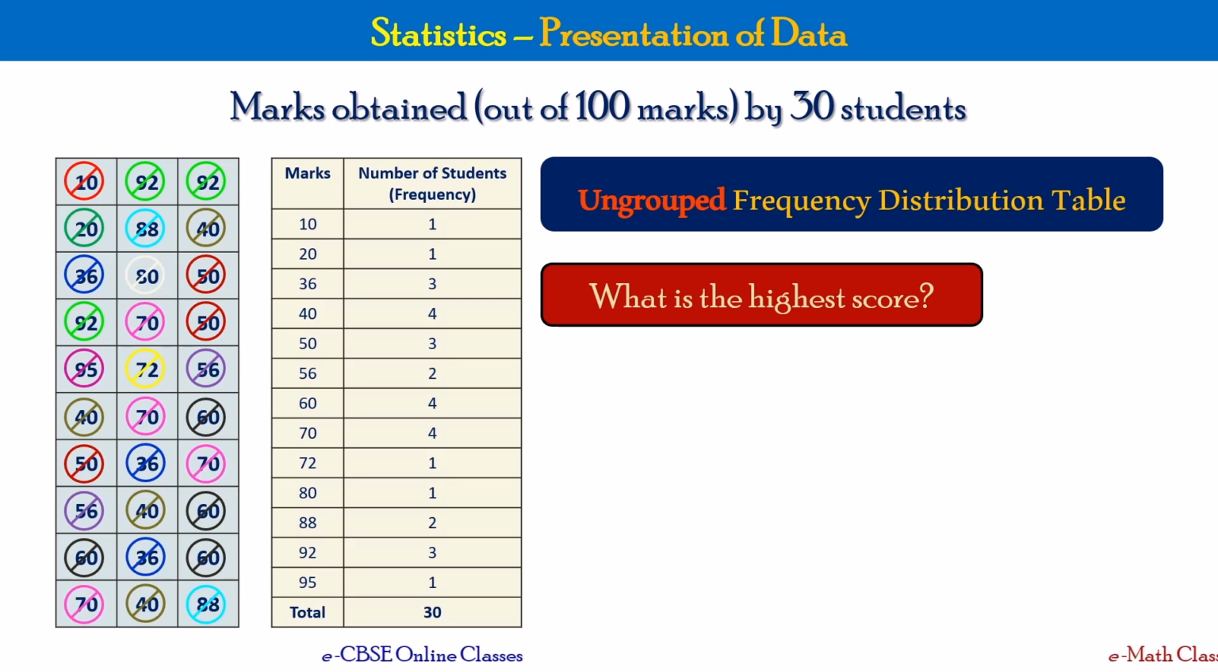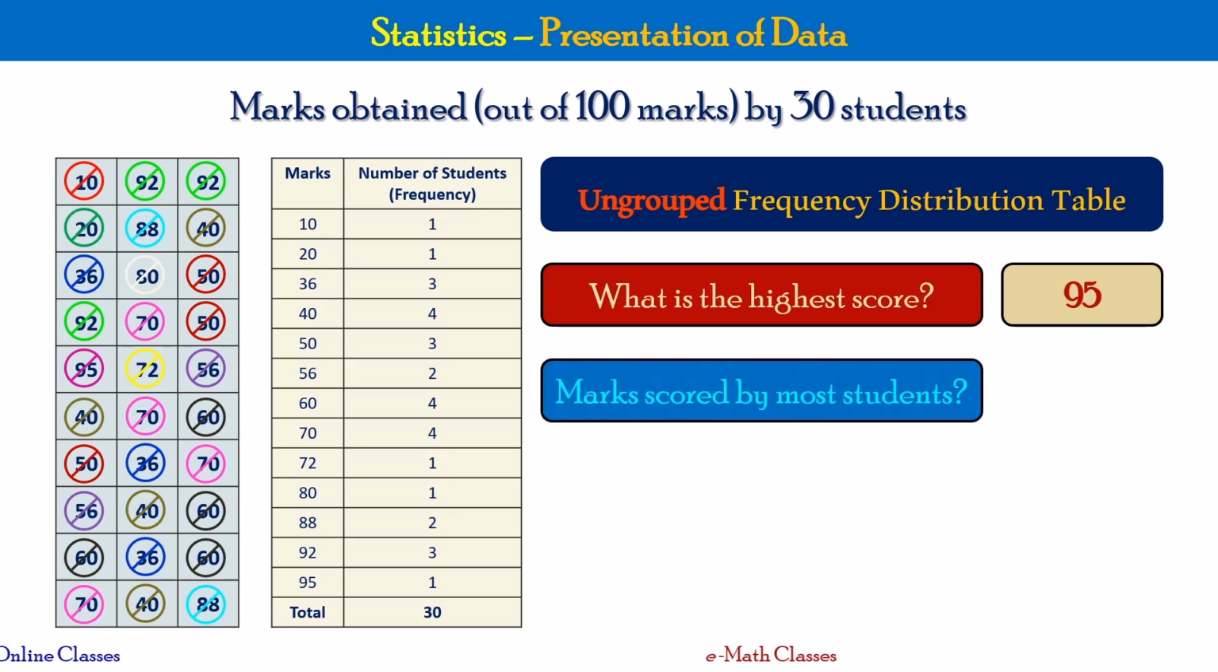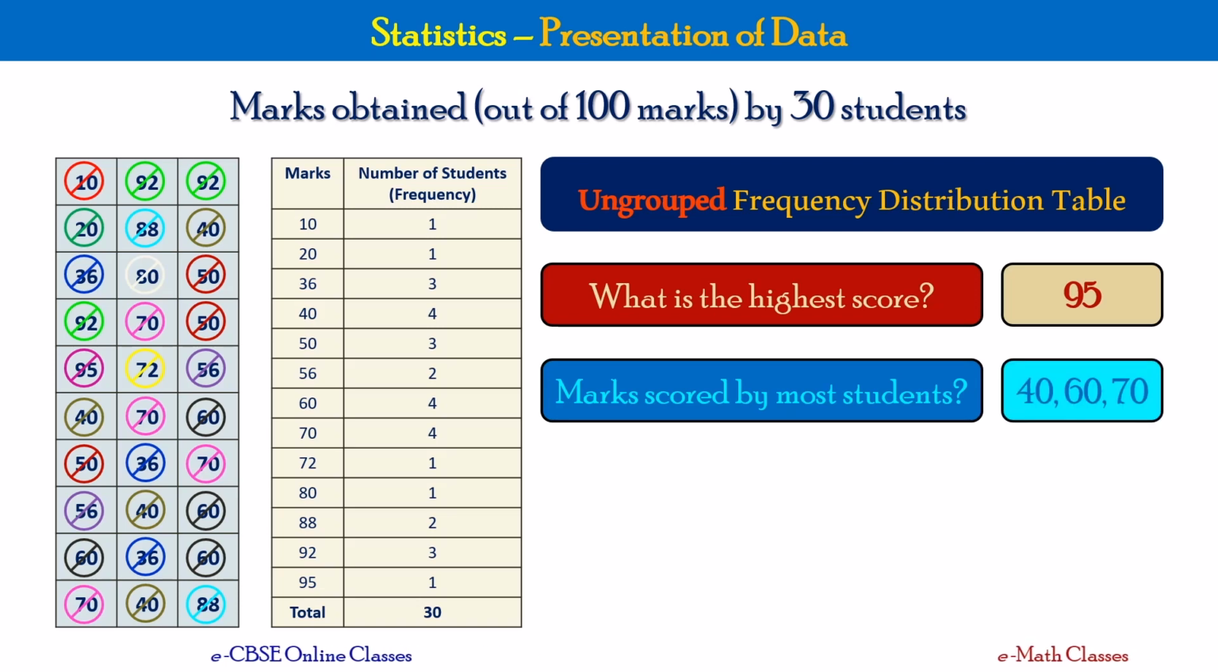It's very easy, right? You see the highest marks is 95. And what is the score obtained by the most number of people? That's my next question. So how do you answer such a question? You need to look at column number 2. So what is the maximum number in column number 2? That is 4. But 4 is appearing almost 3 times. So 4 is appearing for 40, 60 and 70. So 40, 60 and 70 are the marks obtained by the most number of students.